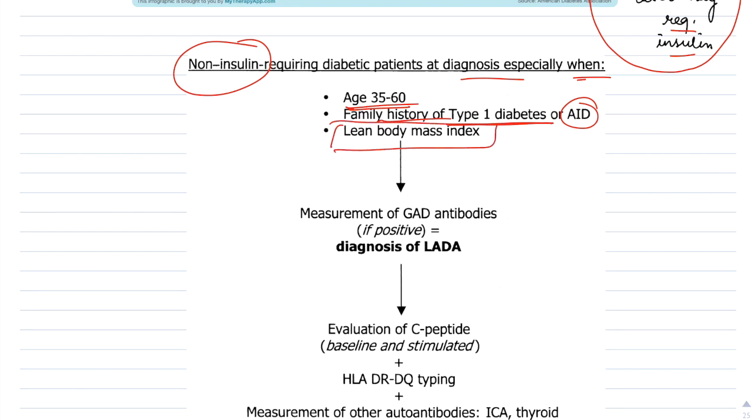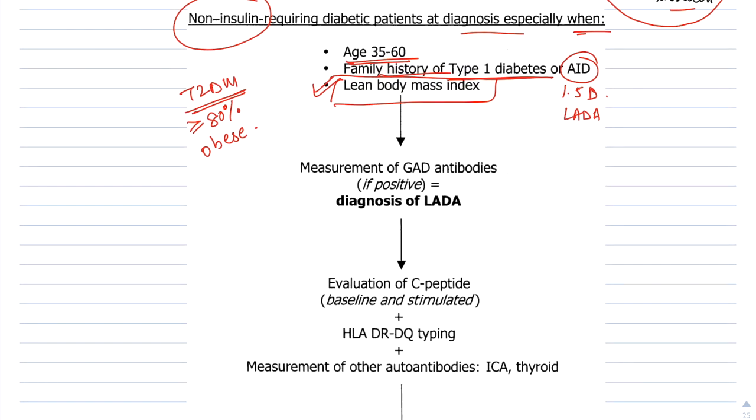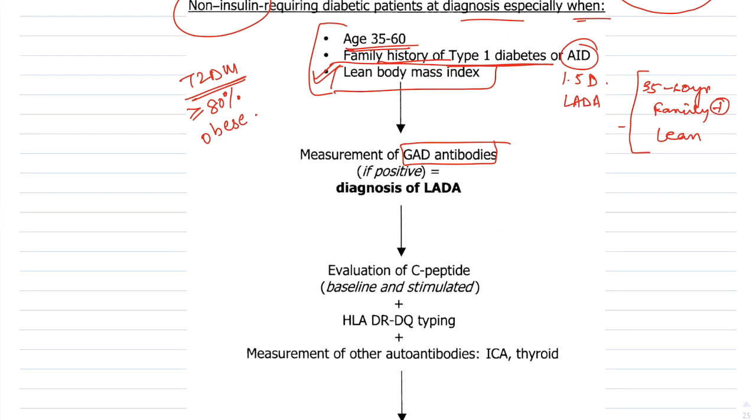This is important. How is it different from type 2 diabetes? In type 2 diabetes, more than 80% of individuals are obese, while in type 1.5 diabetes, also called LADA, they have a lean body mass index. They are usually lean. We look for these three things: a mean age of 35 to 60 years, positive family history, and a lean patient. If these factors are present, then we measure the glutamic acid decarboxylase autoantibodies. If the glutamic acid decarboxylase antibodies are also positive, then a diagnosis of LADA is made.